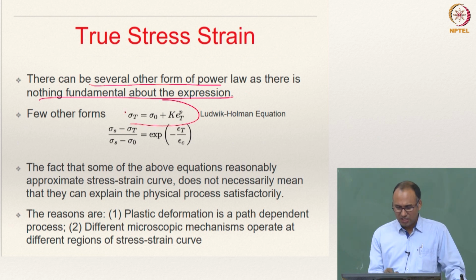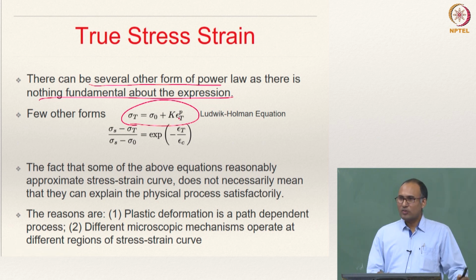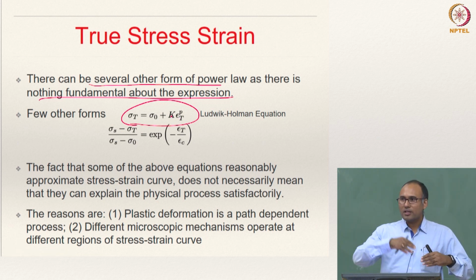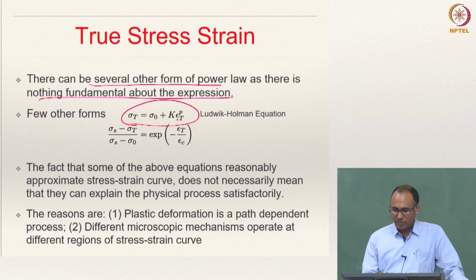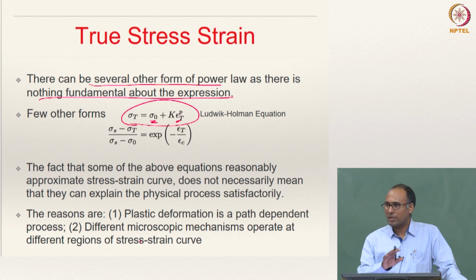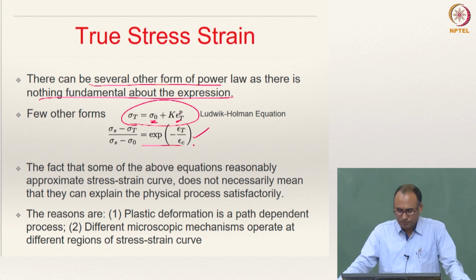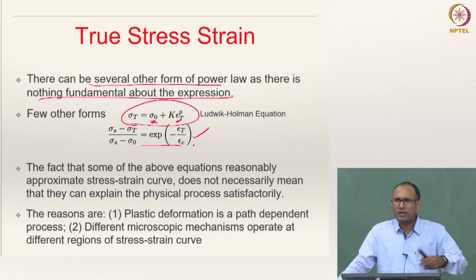For instance, this is another form which will include your plastic strain. You have written in terms of plastic strain, because in the elastic regime the plastic strain is 0. So you have taken that into account, and then you have written that without actually worrying about where you are starting this. And there is another expression which is an exponential form written like this. So all these forms are possible, and also some of these forms. So people come up with different forms.